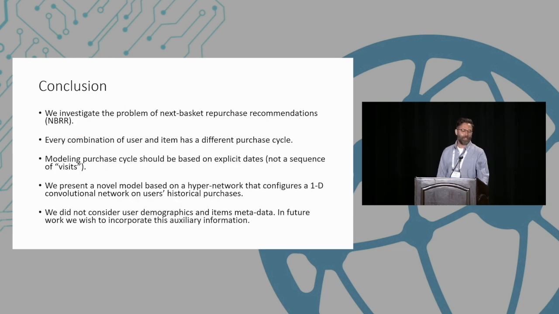So to conclude, we investigated the Next Basket Repurchase Recommendation problem, where we show that it's important to learn buying cycles for every combination of user and previously purchased item. We also show the importance, in this case at least, of modeling the explicit timestamp and not looking at the data as just a sequence of historical events. We proposed a model which is based on a hypernetwork that configures a one-dimensional convolutional network. And in this work, we did not use any user metadata or user demographics or item metadata, but we do think these could be useful, and we hope to include them in future work. So, thank you.